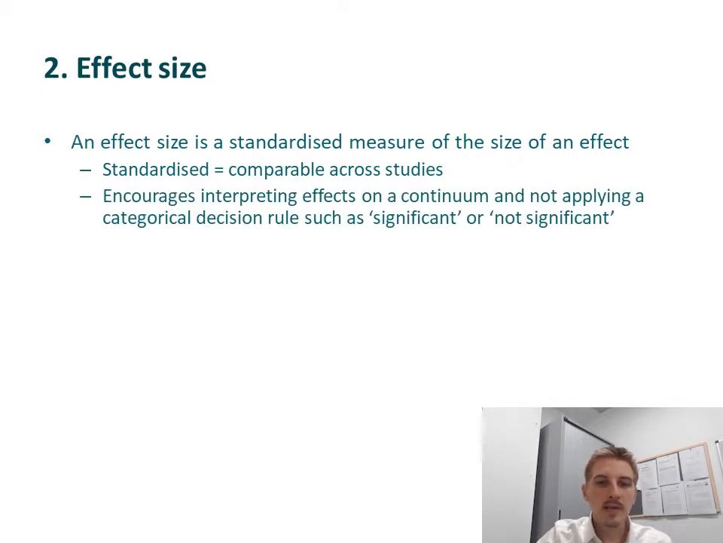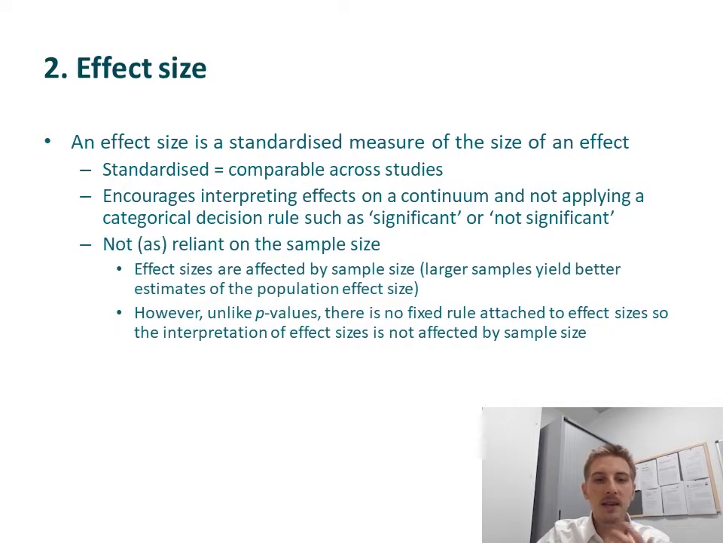An effect size encourages interpreting effects on a continuum and not applying categorical decision rules such as significant or not significant. And the effect size is not as reliant on the sample size as the p-value. An effect size is affected by the sample size because larger samples will yield better estimates of the population effect size. However, unlike p-values, there is no fixed rule attached to effect size, so the interpretation of an effect size is not affected by the sample size.